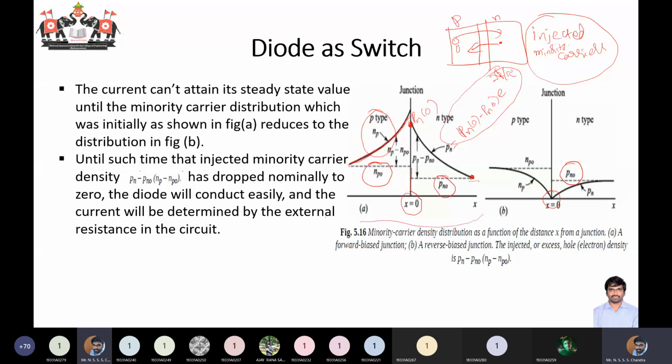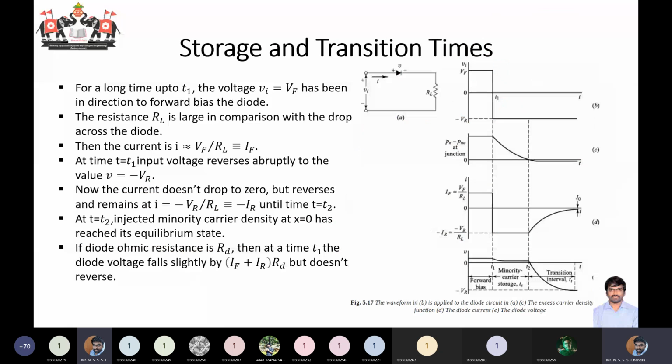the diode will conduct. Until these carrier concentrations come down to zero, the diode will conduct and the current will be determined by the external resistance in the circuit. Okay, so until this curve declines to the equilibrium value, the diode will conduct. If you see diagram C, you can see that Pn minus Pn0 at the junction, as a function on the y axis, is constant till time t1 because the voltage is constant. Once you suddenly reverse the voltage, this value cannot suddenly reach nearly zero; it will reduce in an exponentially downward curve. Okay, so it will take some time.